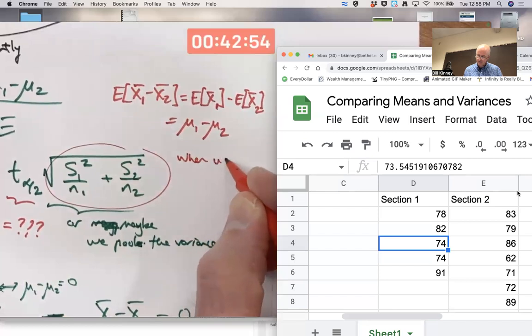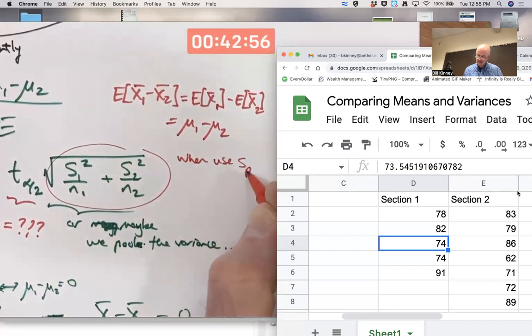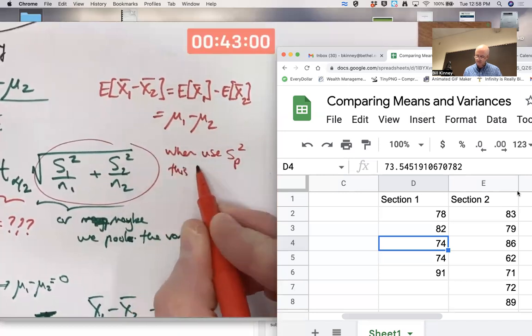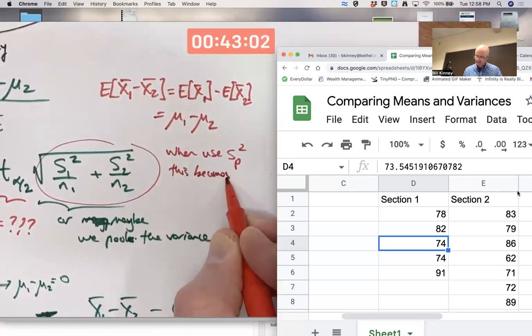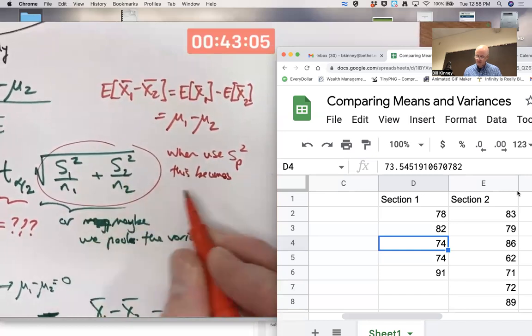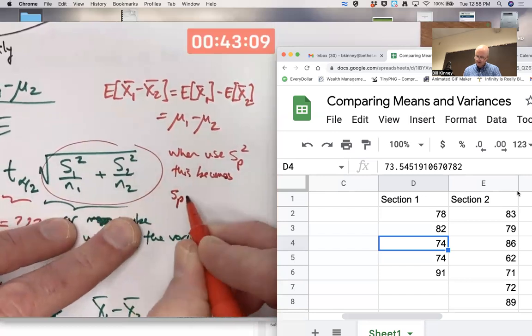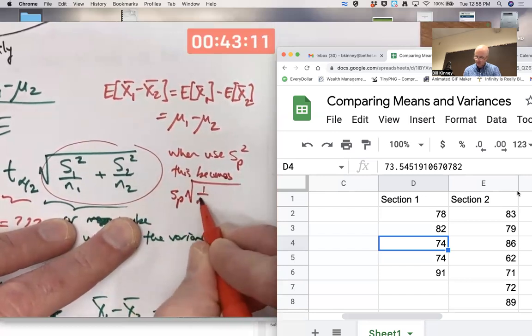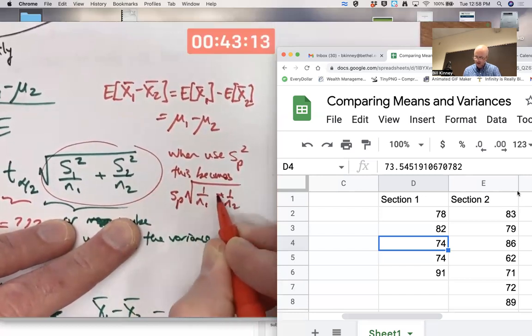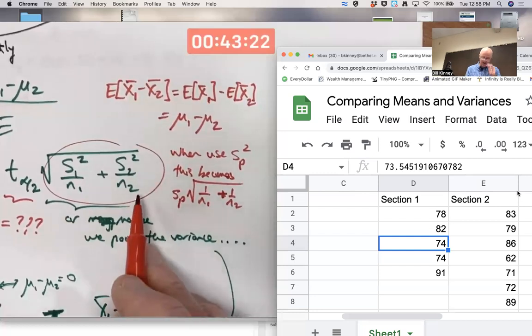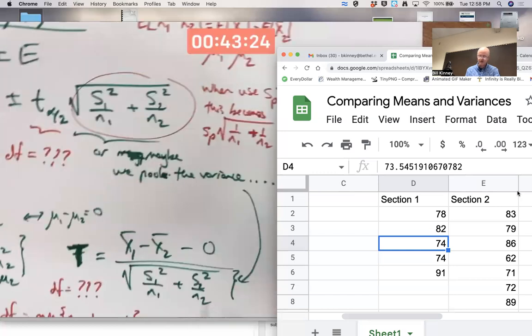When you use s_p squared, the pooled variance, you replace both of those with the pooled variance, and then you can pull it out and take its square root. And you get the pooled standard deviation times the square root of 1 over n1 plus 1 over n2. Kind of similar to what happens with pooling proportions. And that's what you get there. And it's also what you get down here.